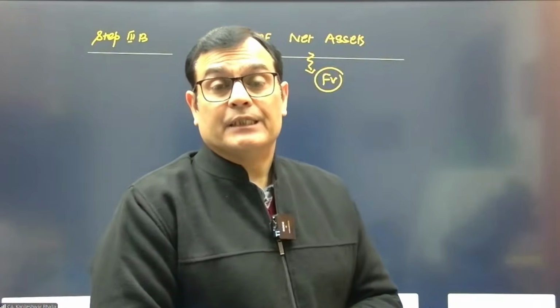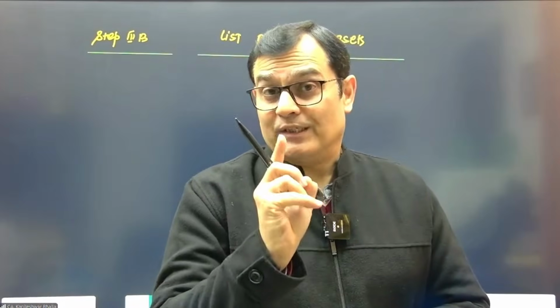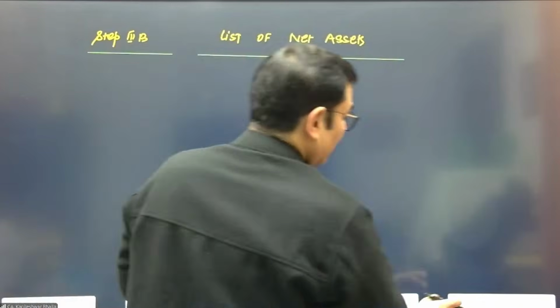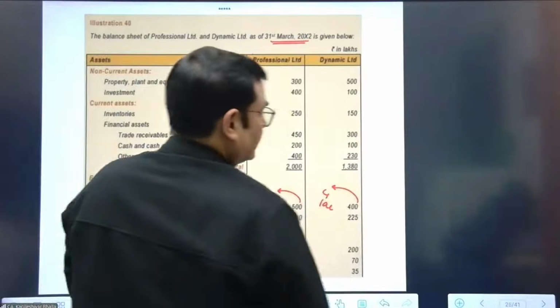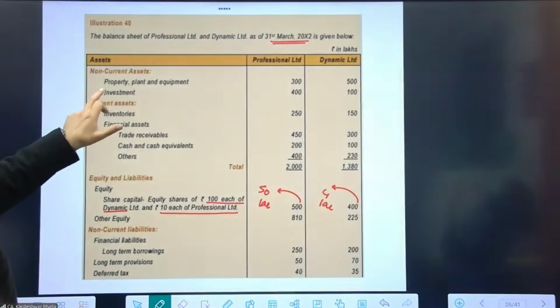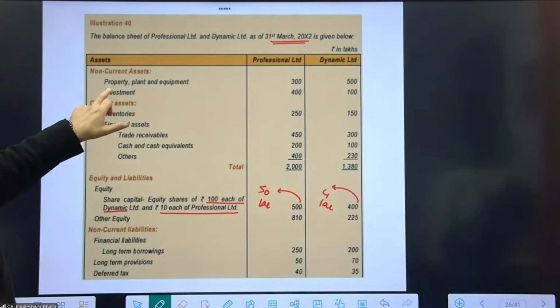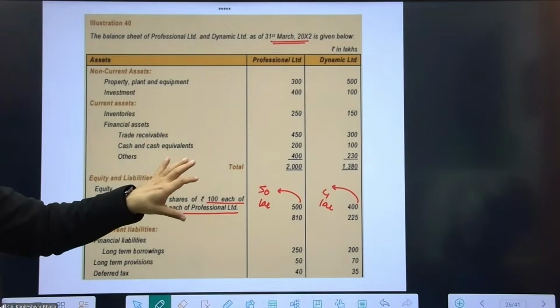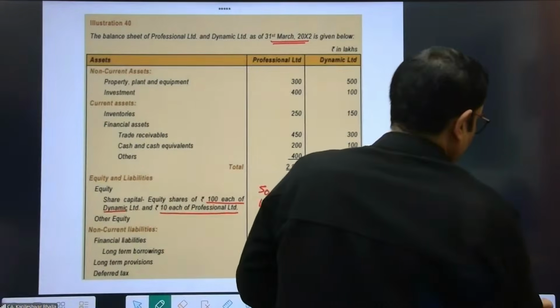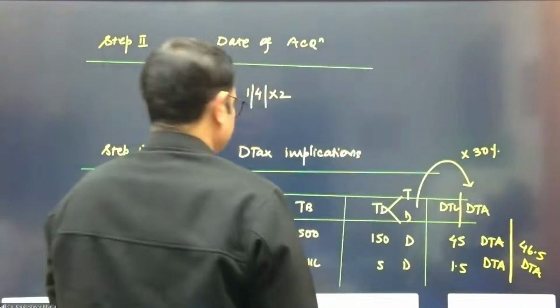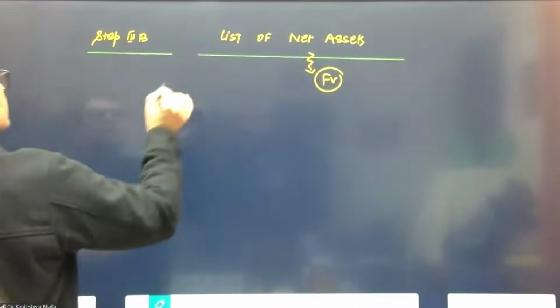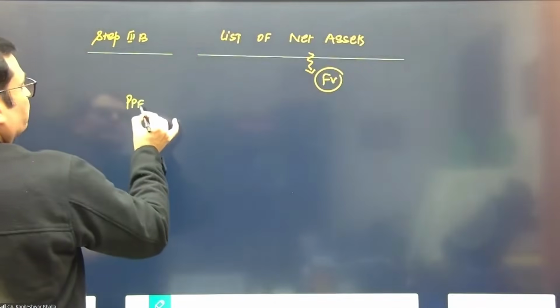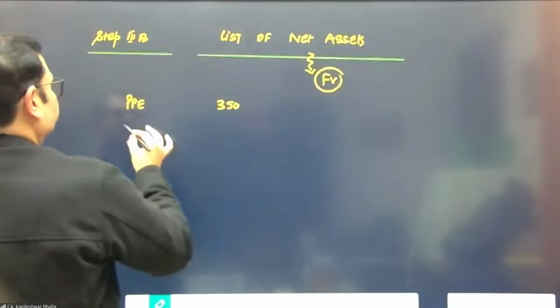Even the DTA, which you created in step number 3A, is going to be taken as a part of this list. So let's go back to the balance sheet, and we're going to pick up all the assets of Dynamic, and they will be taken at fair value. So PPE has a fair value of 350. If you have your study material open in front of you, I will directly take the information and fit it in here. The first item given to me is PPE, which has a fair value of 350.